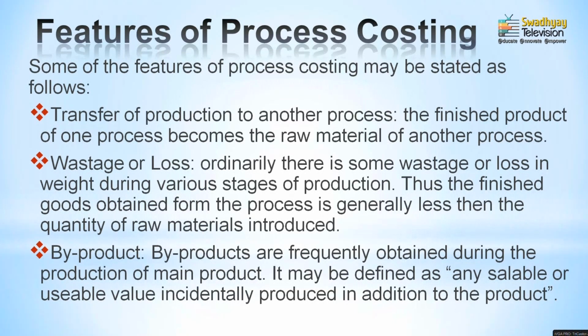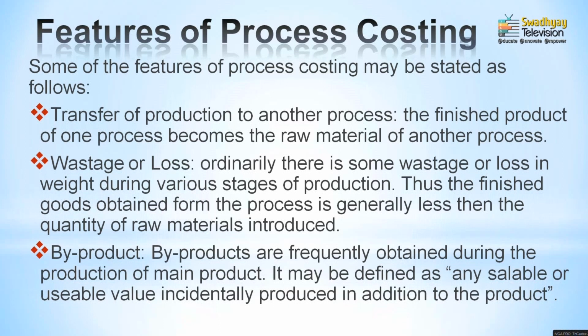It means that process 1 is the first part of the manufacturing of the product, then the second process, then the third, or maybe the last process also. Ultimately, it's a continuous flow of product. So, the finished goods of the first process become the raw material of the second process, and in the same way the third or fourth process would be transferred into a finished product account. So, ultimately the finished product of a respective process would be transferred into the next process and considered as a raw material. This is your first feature.